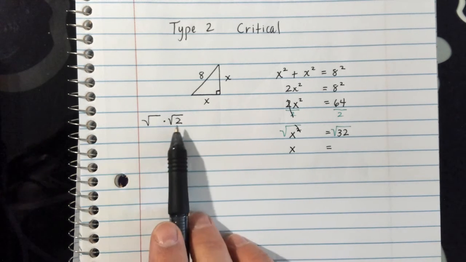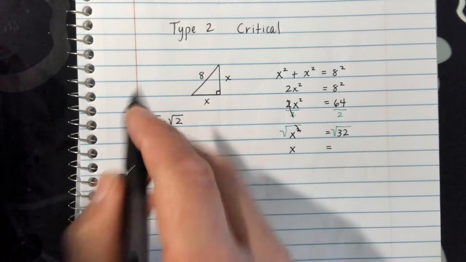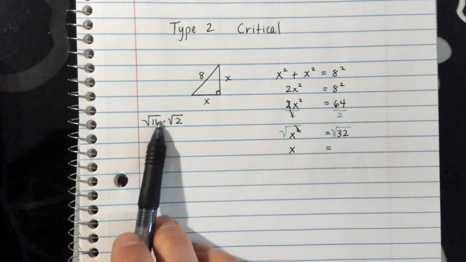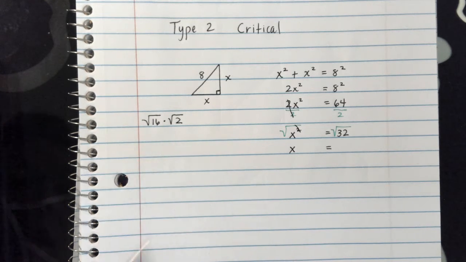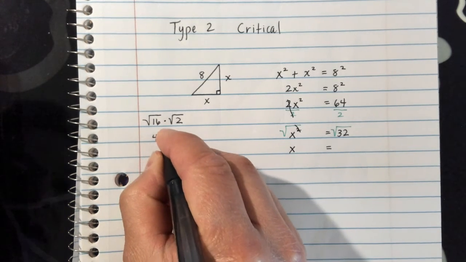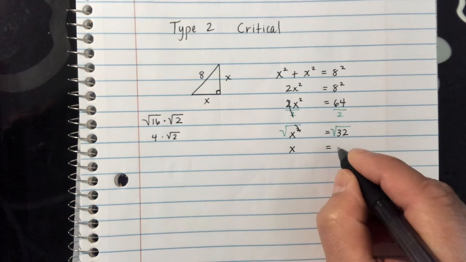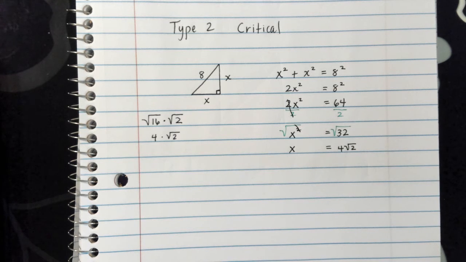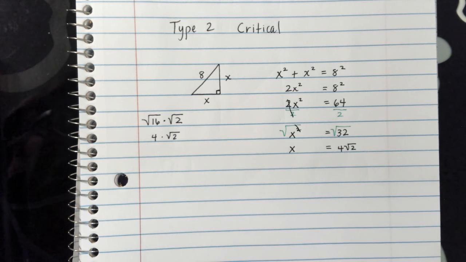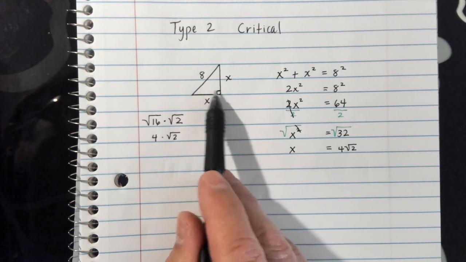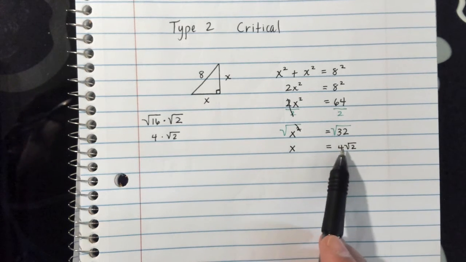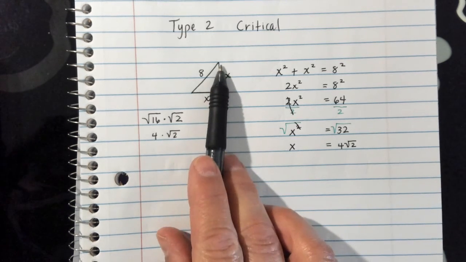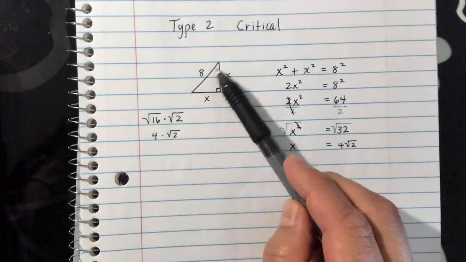So now you just go like this. 2 times what is 32? The answer is 16. And then the square root of 16 is 4. So you get 4 times the square root of 2, which is 4 radical 2. So, both of these sides are equal to that, which is like 5.7 or something like that. So these are 5.7, these are 5.7, and this is 8. Bigger.